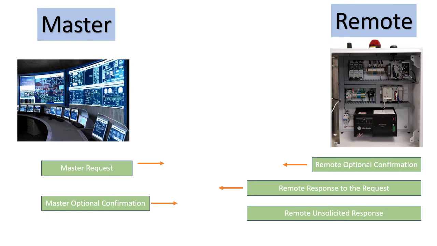Again, the remote can send data without the master asking for it. It can send an unsolicited response, and the master can give an optional confirmation to it. This is particularly important because now the remote can send data even when the master is not requesting it. This can be related to the health of the RTU or any emergency alarm that it wants the master to know.